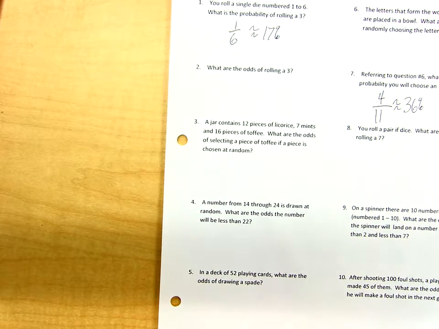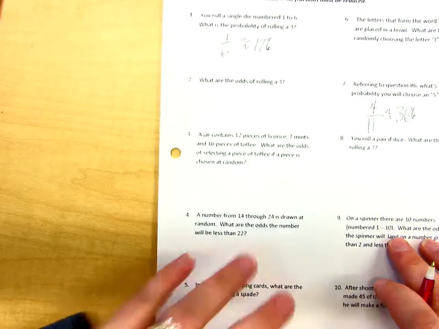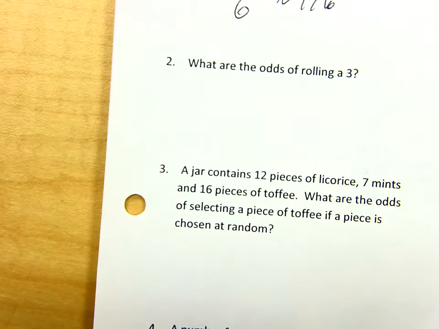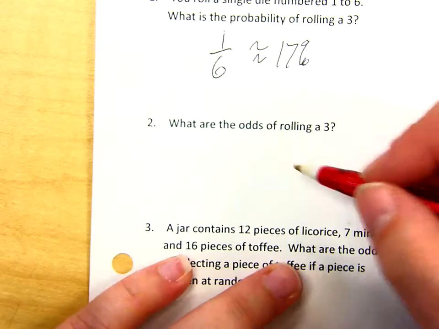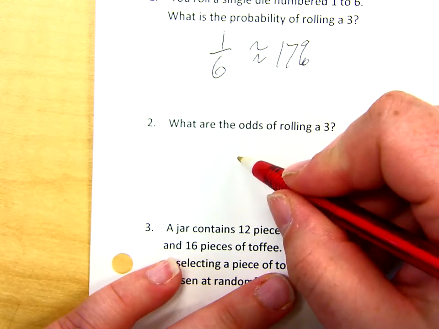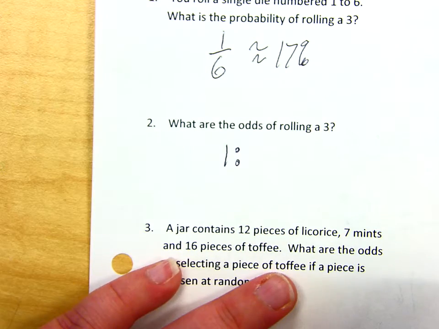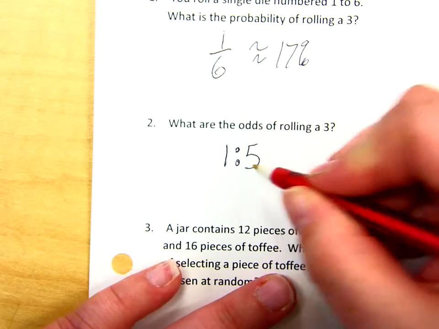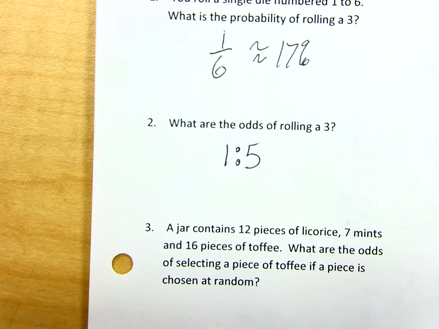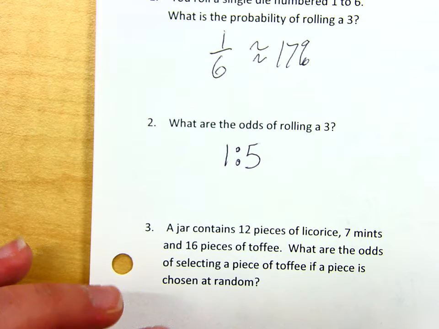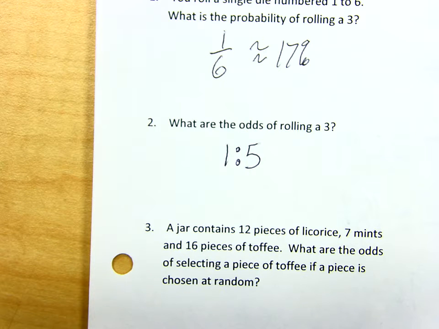All right, let's try number 2 together. It says, what are the odds of rolling a 3? So we're back to just a number, like rolling a die. So how many number 3s are there on this? 1. How many ways are there for me to lose? 5, because it's ways to win to ways to lose. There's 6 in total, but that's a way for me to win. So that's a win, but these 5 are losers. So 1 way to win, 5 ways to lose. Goes super fast.